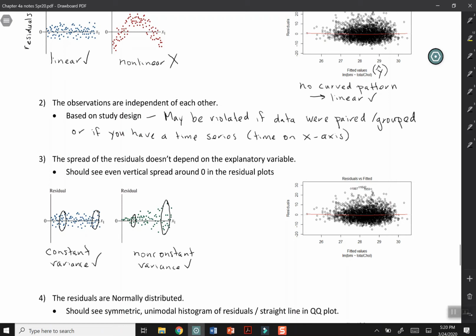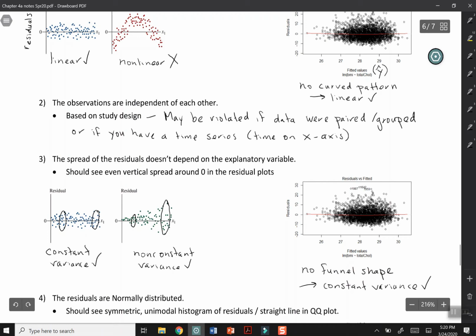Okay, so looking at the plot for BMI and cholesterol, I really don't see anything like that. I don't see that funnel shape. So if I don't have that funnel shape, it's safe to assume that we have constant variance here. Okay, so that looks pretty good.